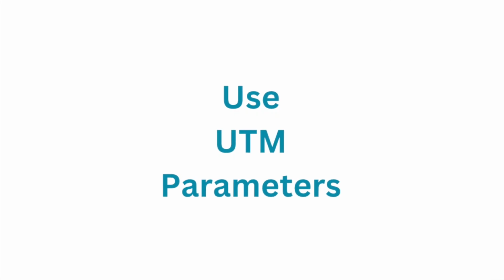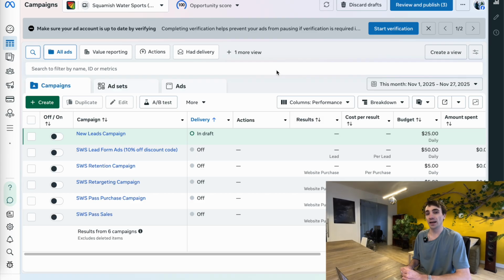Tip number 9 is to use UTM parameters, especially if you're running e-com ads on 2 different platforms.